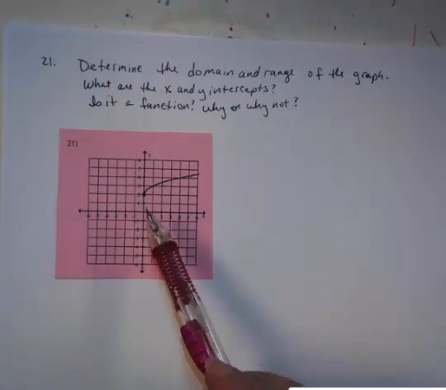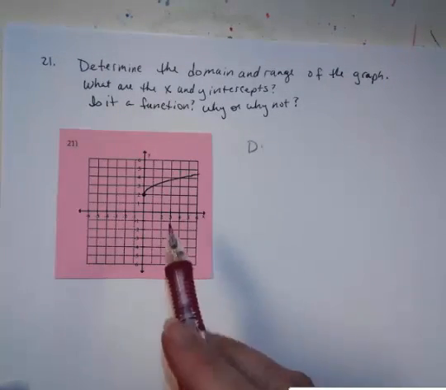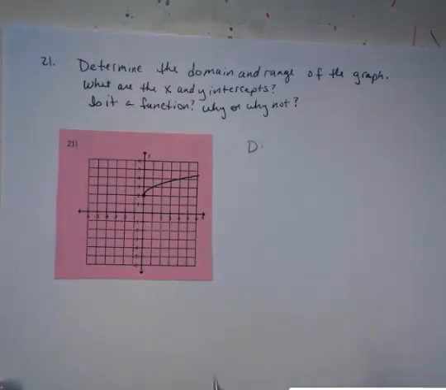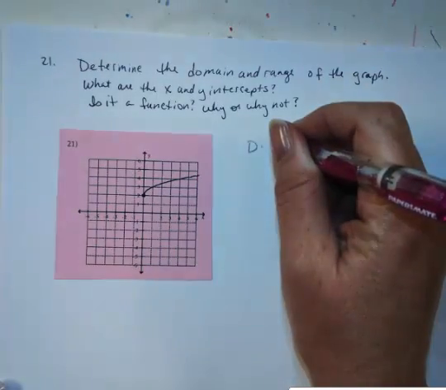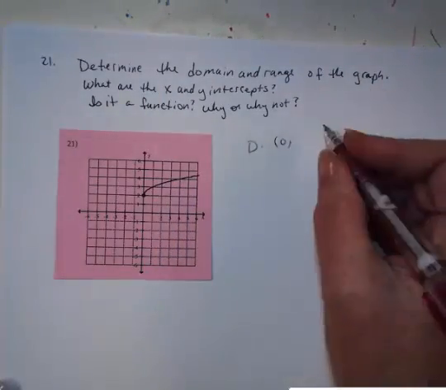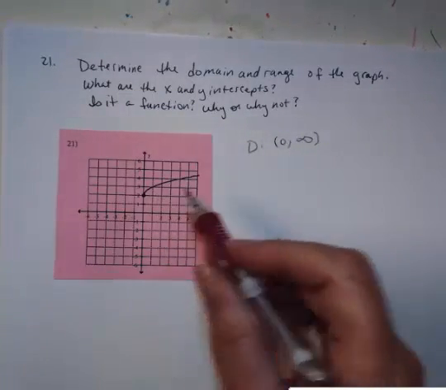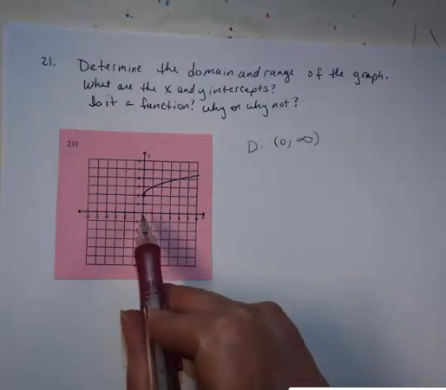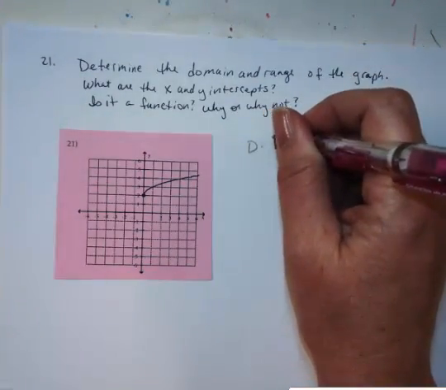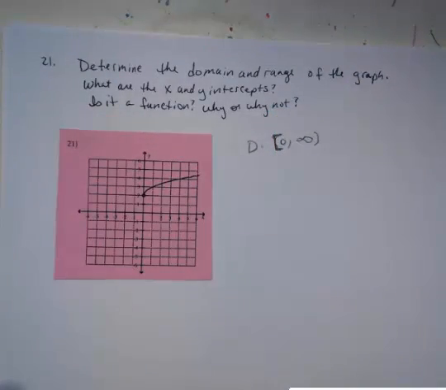Well, if we're looking at the domain of this, remember the domain is the x values. So we're looking at our x values along the x number line, and we can see that we start at 0. So we're going to go from 0, and we can see that our graph continues on, so it'll go on to positive infinity. Now, if we notice, we actually include the 0, so this one will have to be a bracket. Not just a parenthesis, but a bracket. And remember, infinities only get parentheses.